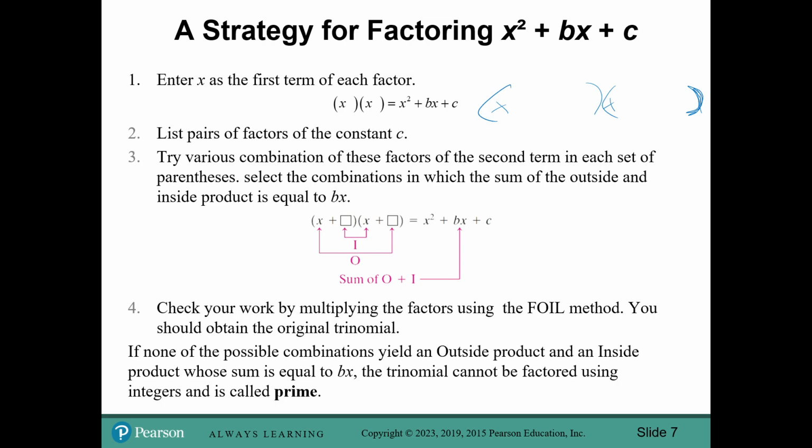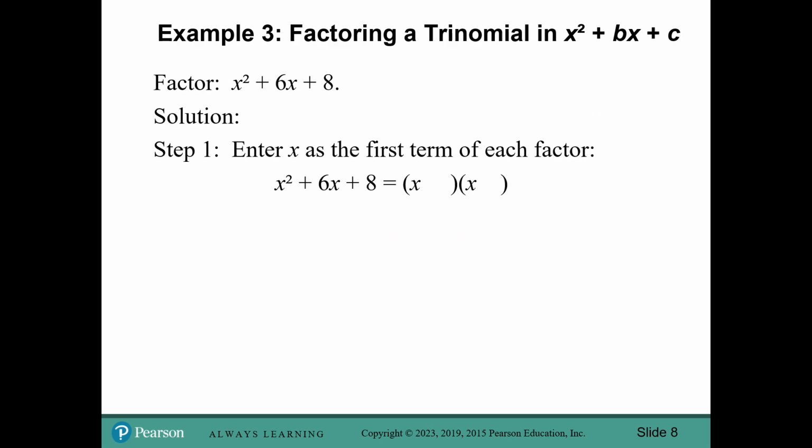Step 4, we're going to check your work by multiplying the factors using the FOIL method. You should obtain the original trinomial. It's always good to check your work when you're factoring, because if the FOIL of your factors doesn't work out, that means you did the factoring part wrong. If none of the possible combinations yield an outside product and an inside product whose sum is equal to the bx, the trinomial cannot be factored using integers and is called prime. That does happen sometimes. Let's look at an example.